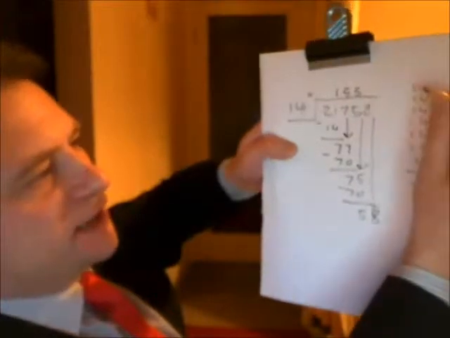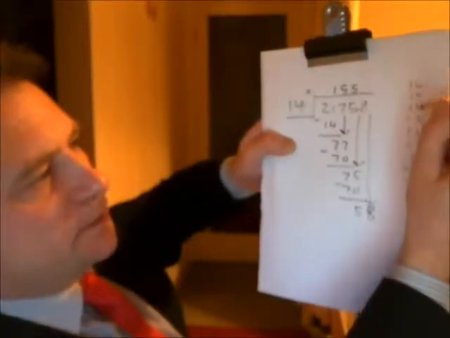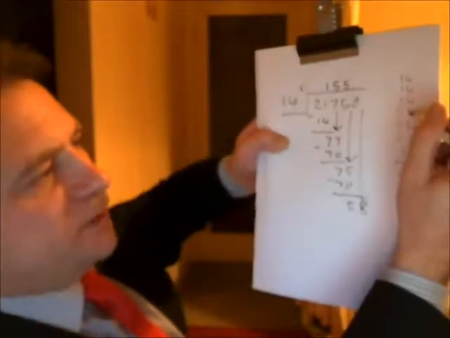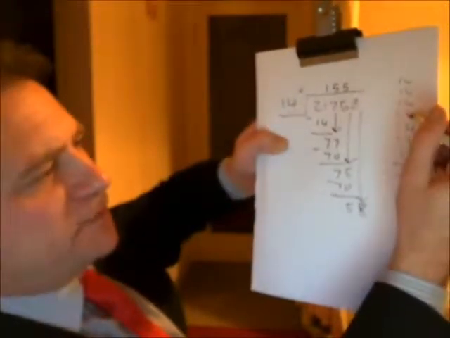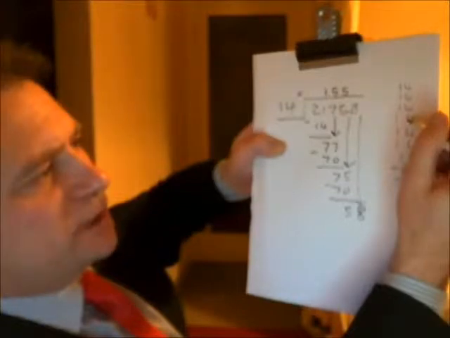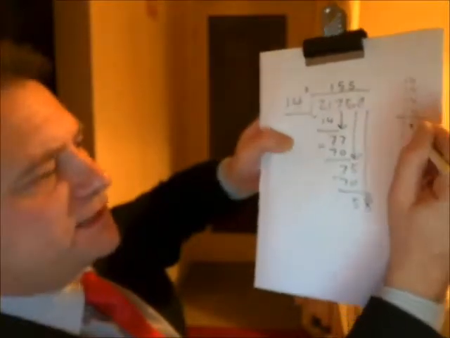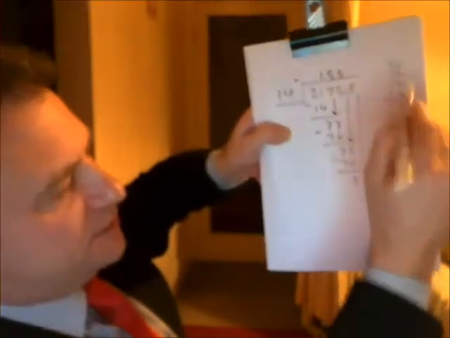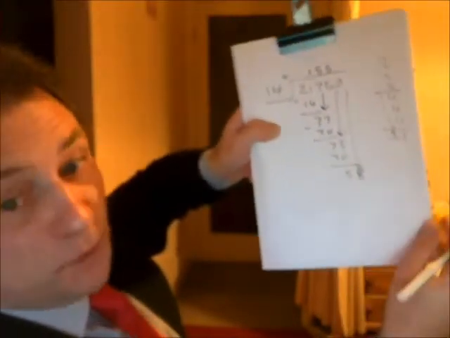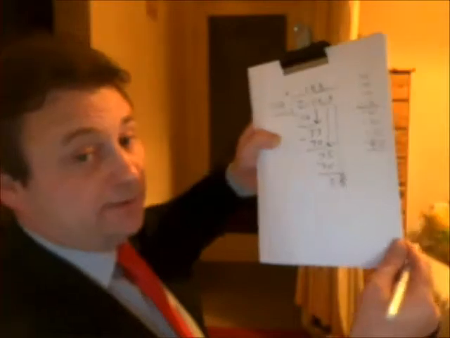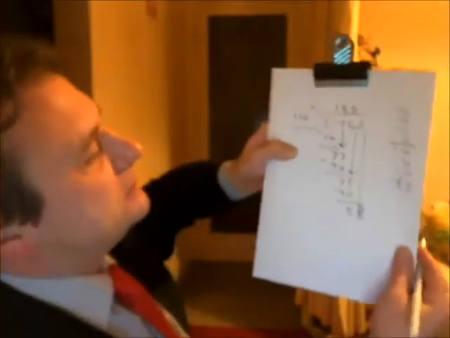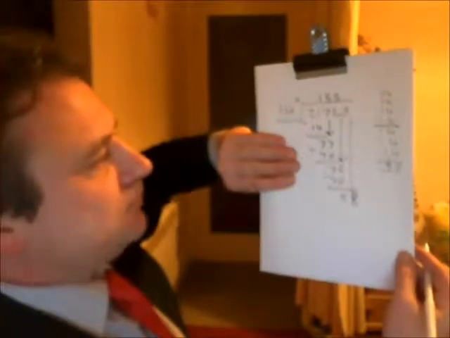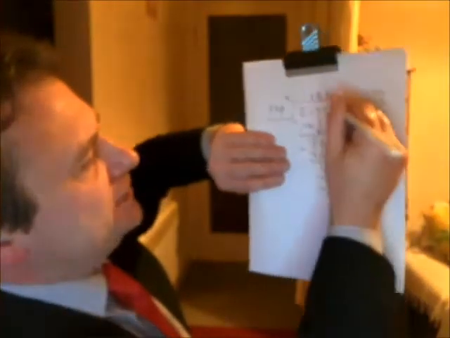Let's have a look at our chunking again here. 1, 2, 3, 4, 5. 4 times 14 is 56, right? Chunking is quite handy, to chunk the numbers together, because who knows the 14 times table? Not many people do. I certainly don't. If you do, good on you. That's what I say. Right, we know that goes in 4 times.